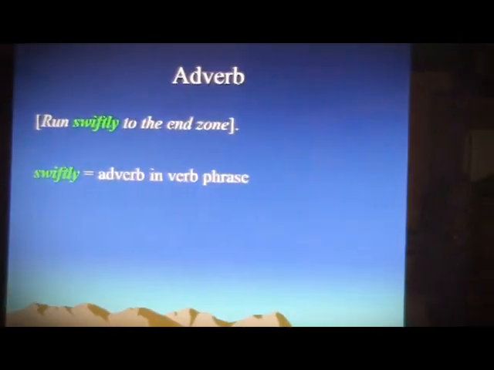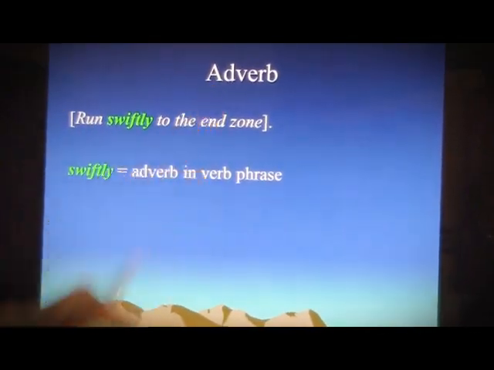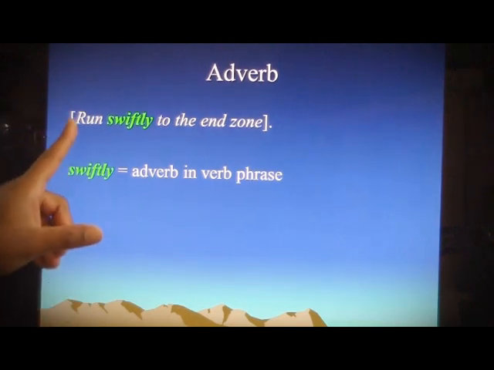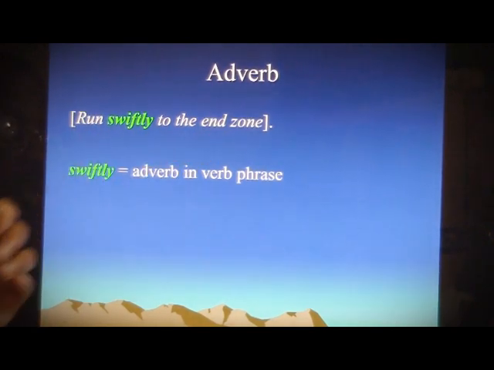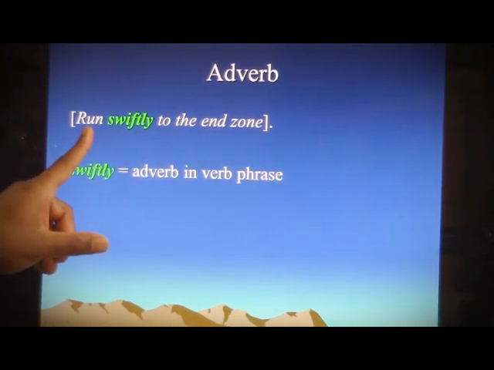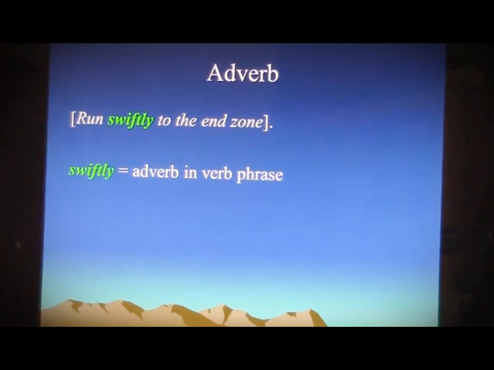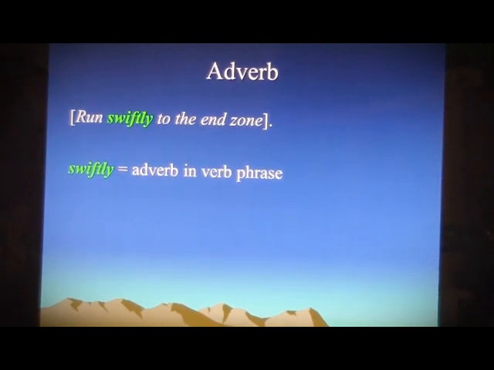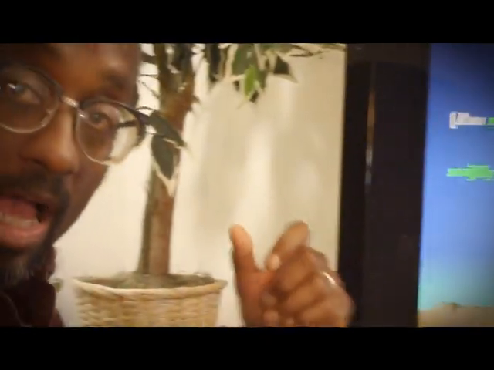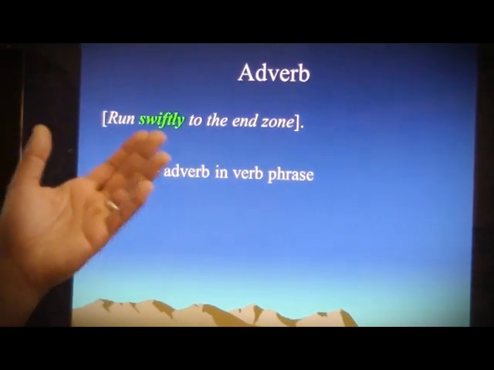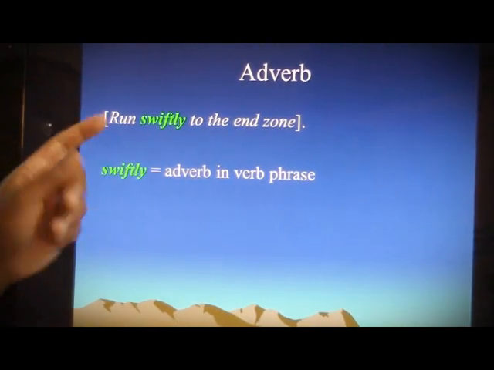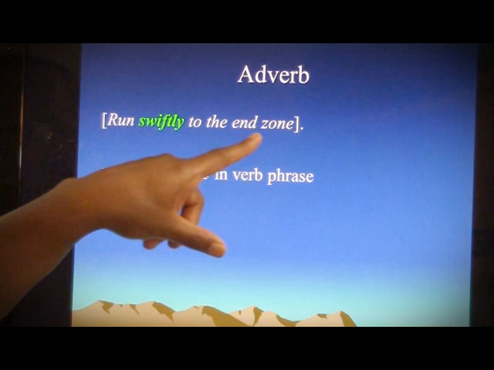Adverbs. Now, if you may remember early on, adverbs modify verbs. Run swiftly to the end zone. Run is the verb, swiftly is the adverb. You may be asking, well, Rodney, where's the noun? Where's the subject of the sentence? The subject of the sentence is implied, and that subject is you. I'm asking you or telling you to run swiftly to the end zone. If you don't run swiftly, you might get tackled. So therefore, run swiftly to the end zone.